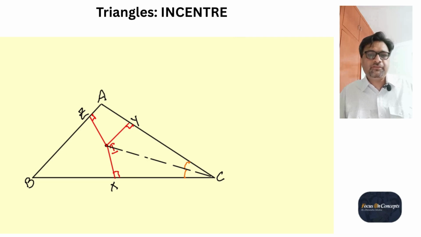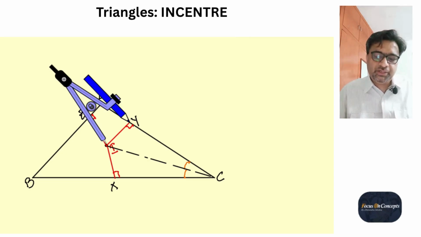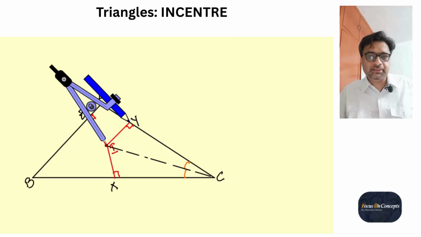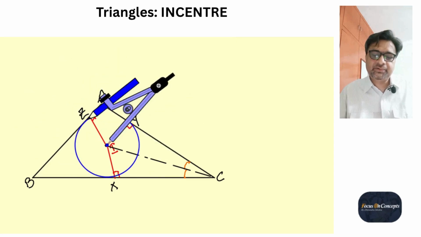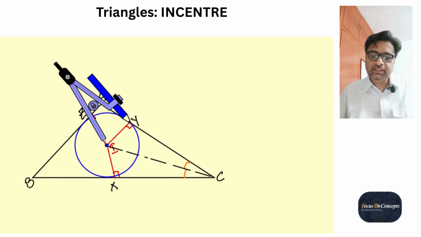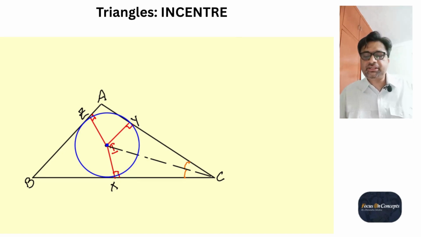For now, what we have drawn are perpendiculars IX, IY and IZ. Now interestingly, when you draw a circle with I as center and IY or IX or IZ as radius, you will get a circle which happens to be the incircle. Interestingly, this circle is completely inscribed in the triangle. This circle is called the incircle.